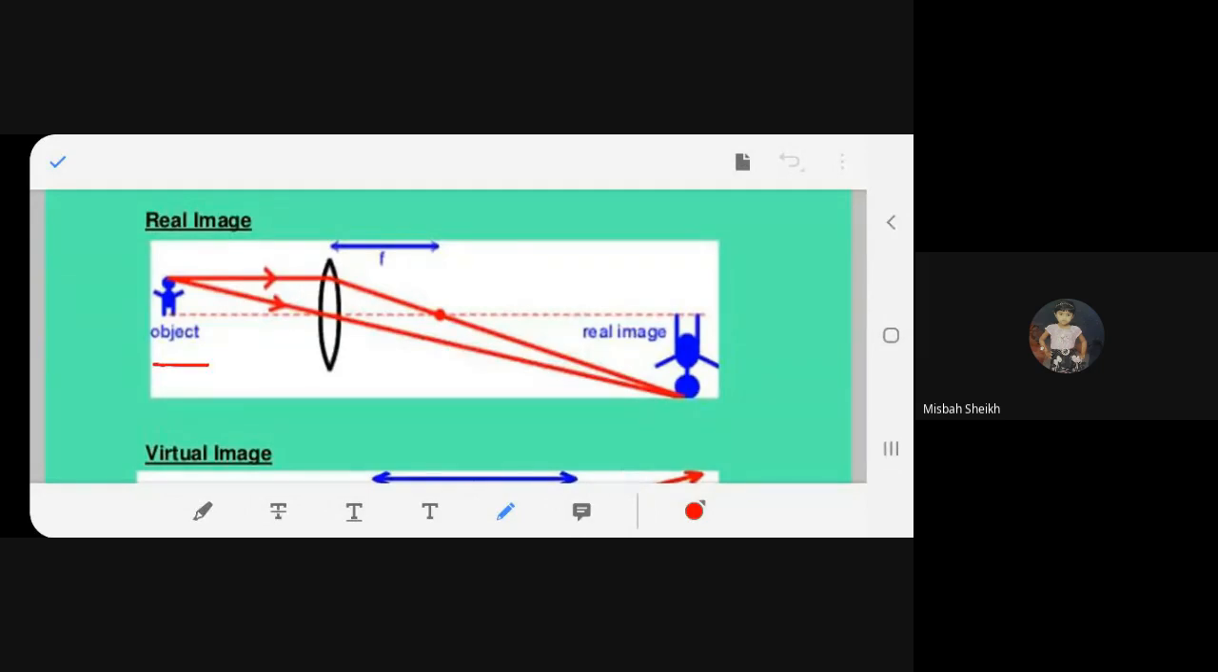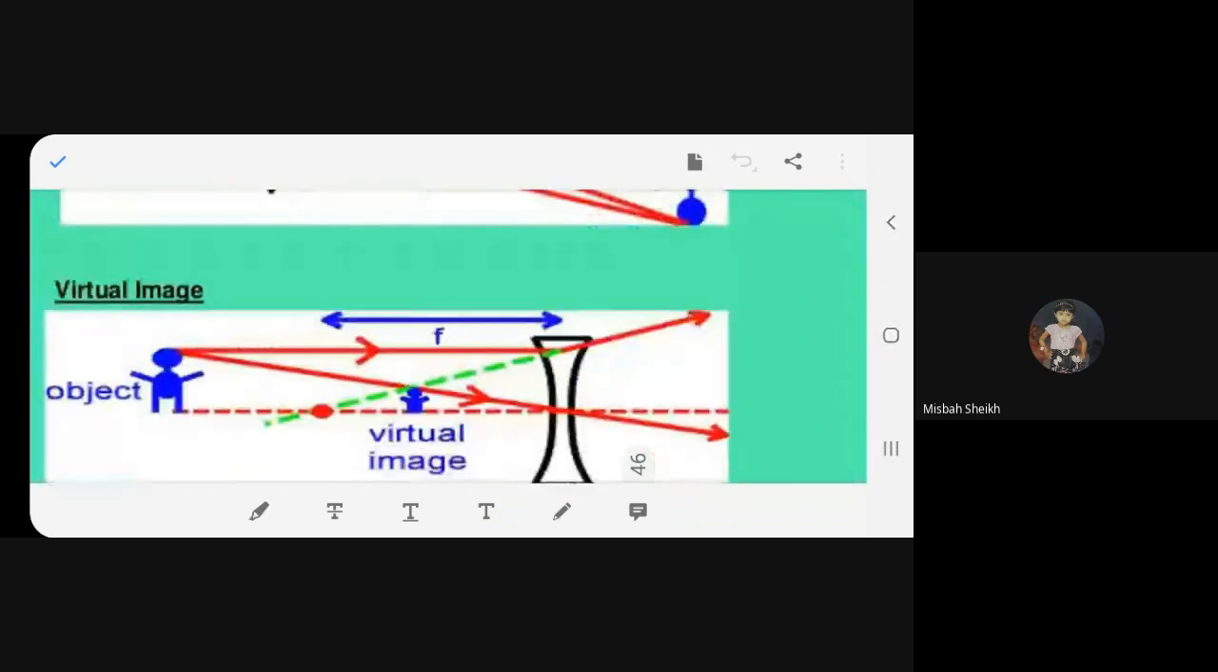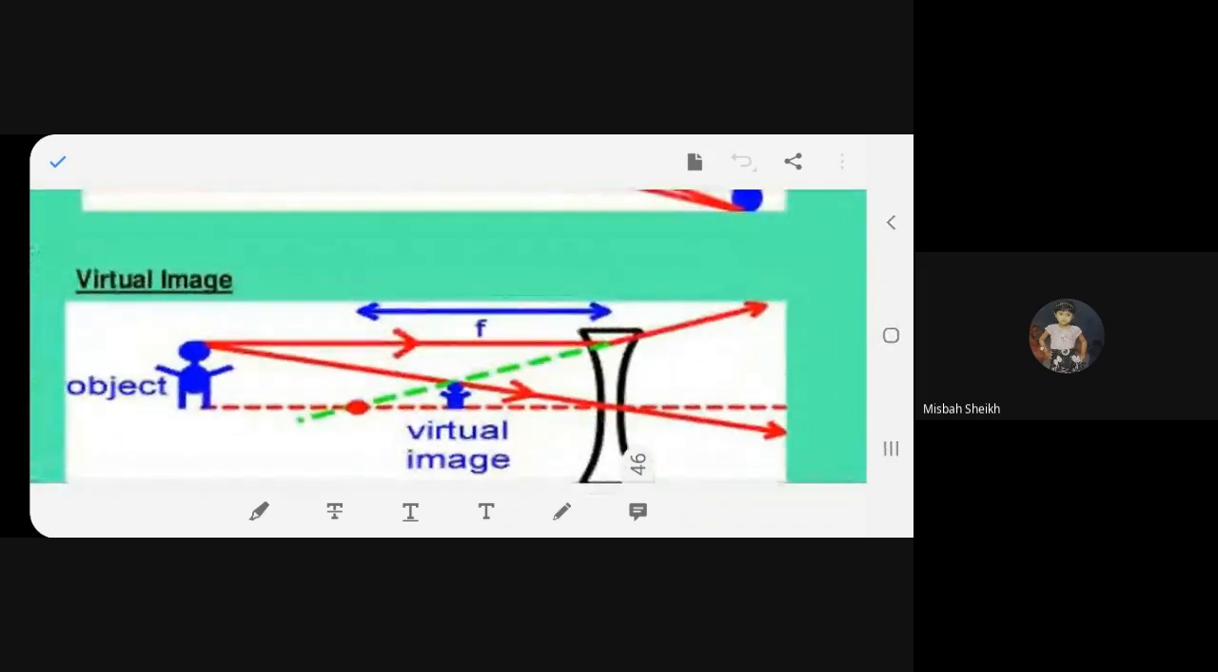This is the object, right? Can you see this is the object? And this is the image. But it is made with the complete line. So it is a real image. Look over here, virtual image.